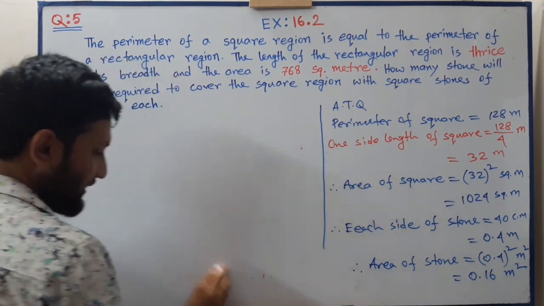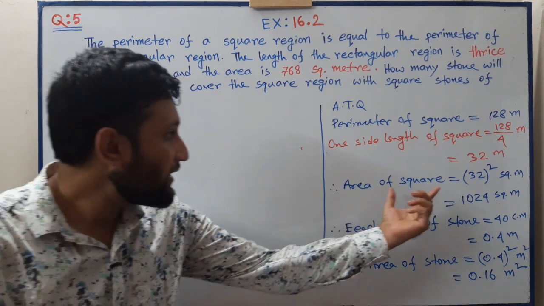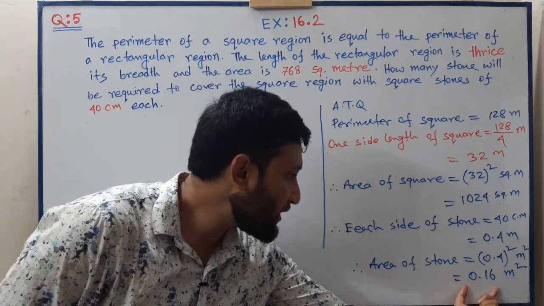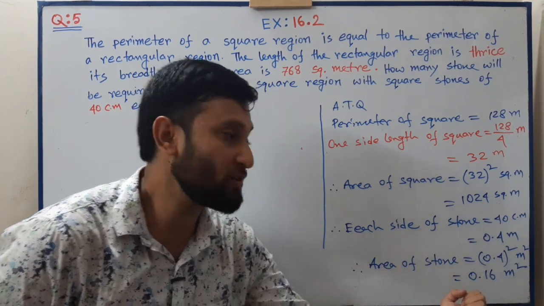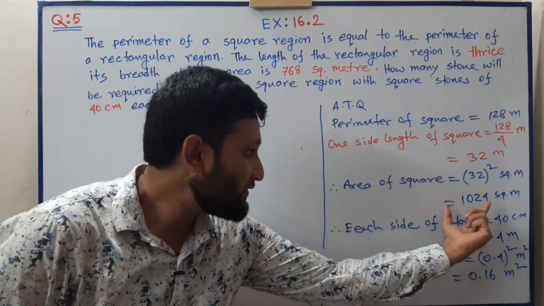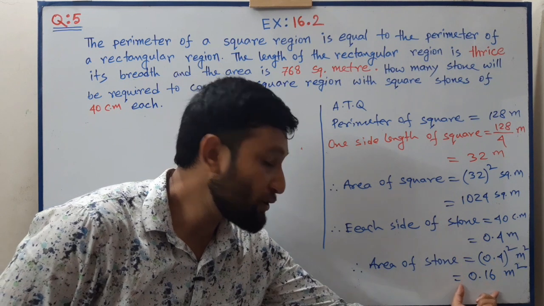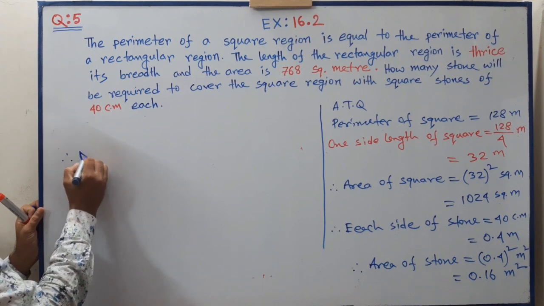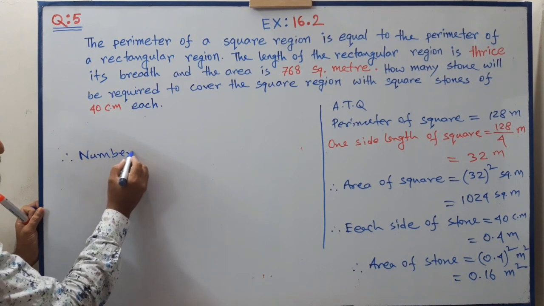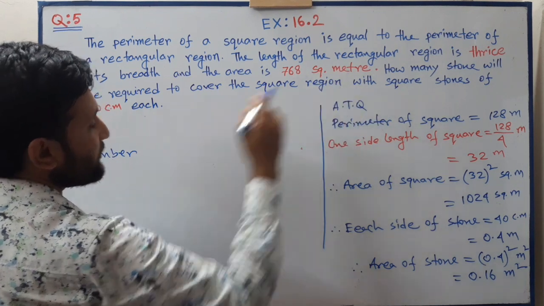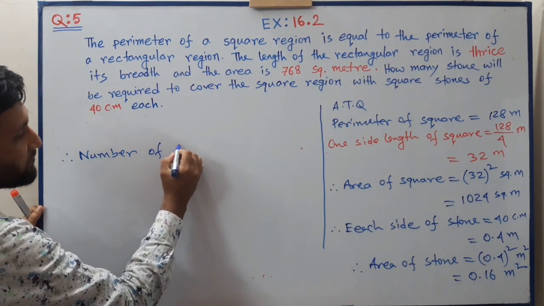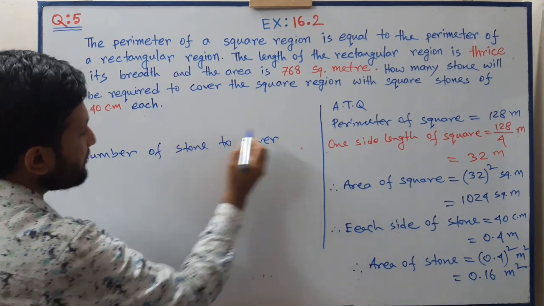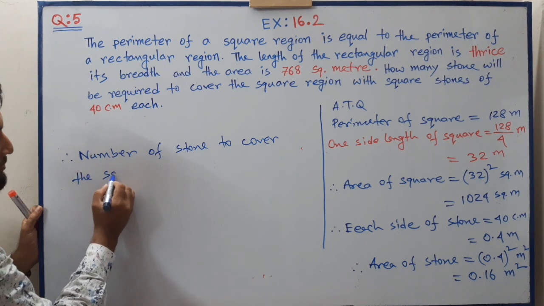Now next part, to write the next part of the calculation. So we can easily identify the number of stone, because the area of the square is 1024 square meter and the area of the stone is 0.16 square meter. So if we divide the area of the square by the area of the stone, then we can easily identify the number of stone. So we can write the number of stone to cover the square region.